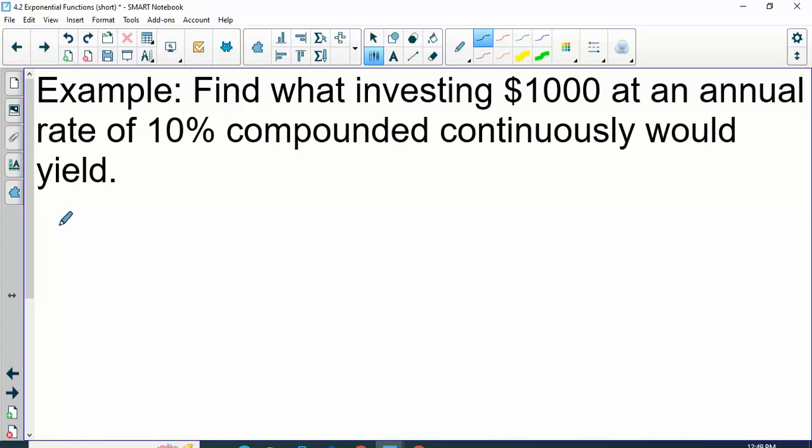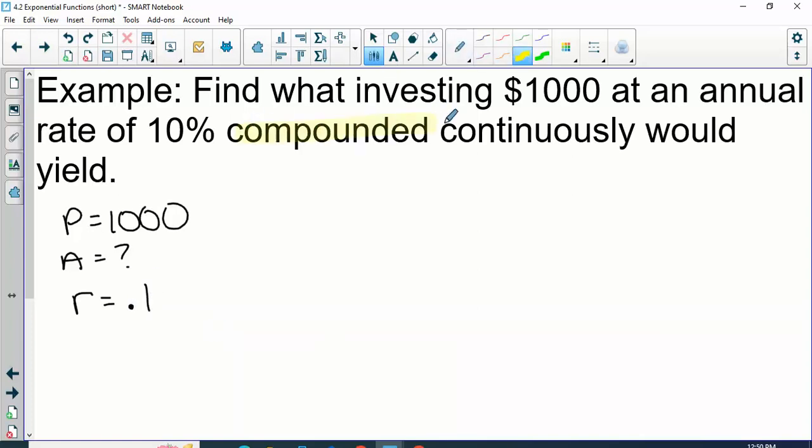We're on that one. Okay, find what investing $1,000, an annual rate of 10%, compounded continuously, would yield. What is the 1,000? Is it what we want to end with or what we have right now? It's what we have right now. So that's our P. We want to find what it will yield, so we're looking for what we're going to end with. The rate is 10%, so R would be 0.1.